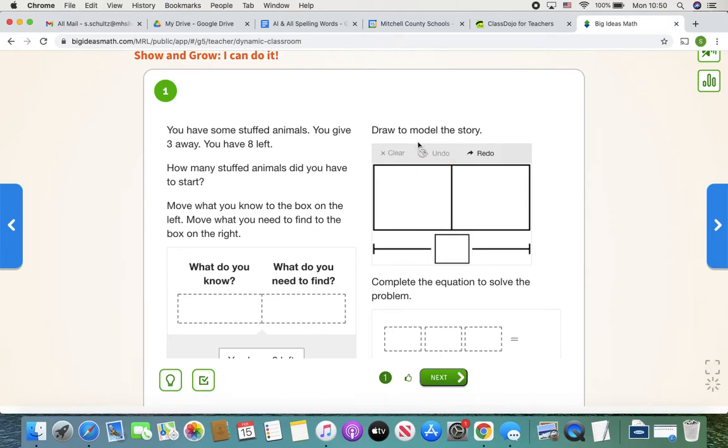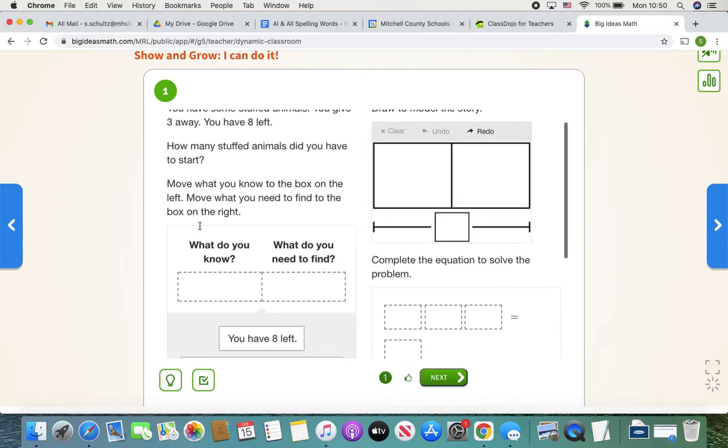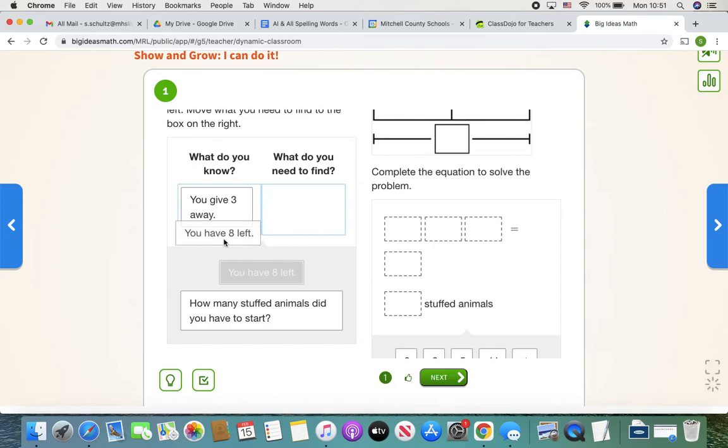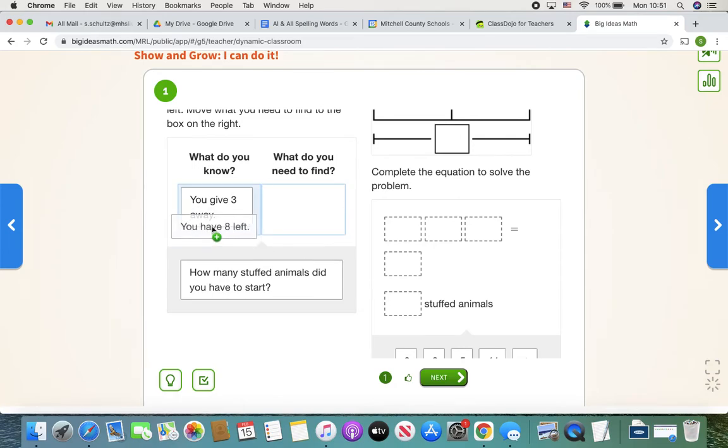But without further ado, I'm going to go ahead and read this practice question to you guys. You have some stuffed animals. You give 3 away. You have 8 left. How many stuffed animals do you have to start? So you have 8 left and you gave 3 away. And let's see what it says down here. Move what you know to the box on the left. So what do you know? You gave 3 away, and you have 8 left. That's all we know.